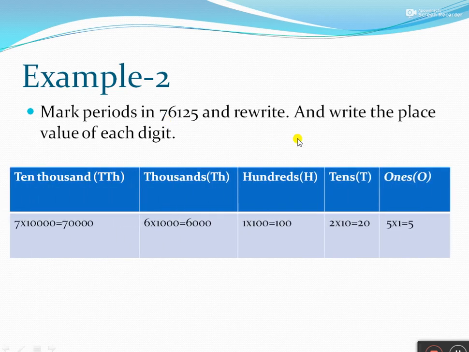Directly also we can do. So already I told, 5 is in the ones place, we have to multiply by 1. So 5 multiplied by 1 is equal to 5. 2 as a tens place, so we multiply by 10. 1 as a hundred place, so we multiply by 100. 6 as a thousands place, so we multiply by 1000. 7 as a 10,000s place, so we multiply by 10,000.